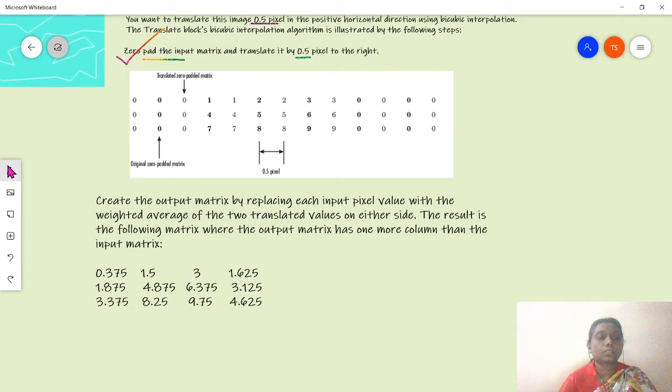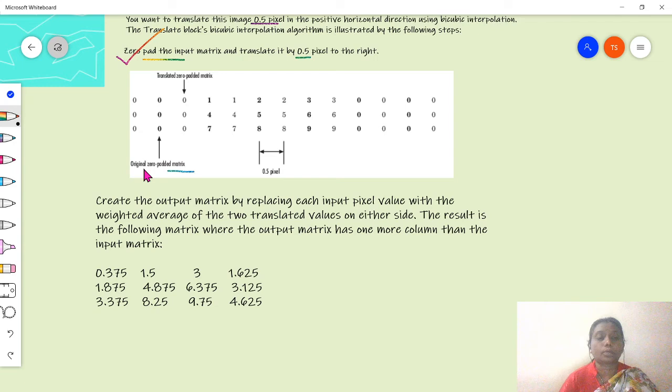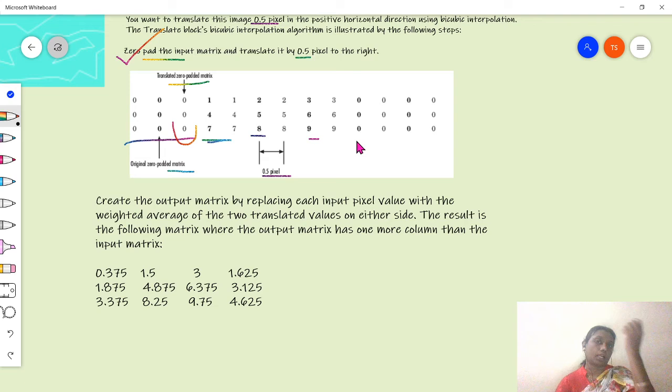After padding zeros to the matrix, these are the values. These are the padded bits, and here we translated the zero-padded matrix. This is the first column of our translated input image, this is the second column translated by 0.5, and this is the third column translated, and in this way we got the 16 coordinate values. Then we create the output matrix by replacing each input pixel value with weighted averages of the two translated values on either side. The resultant image is this matrix.